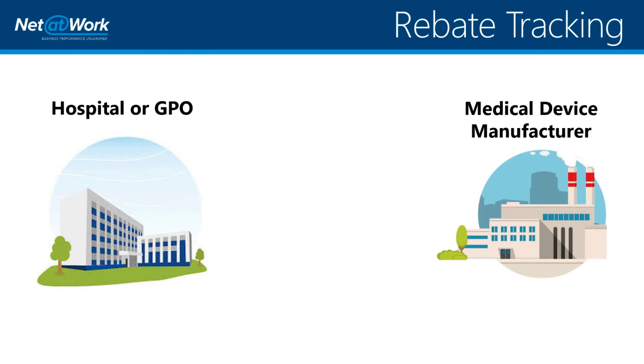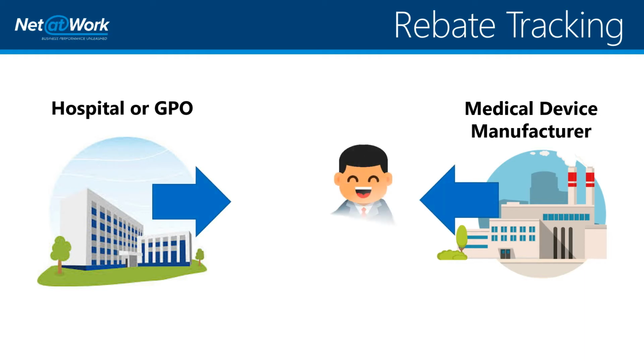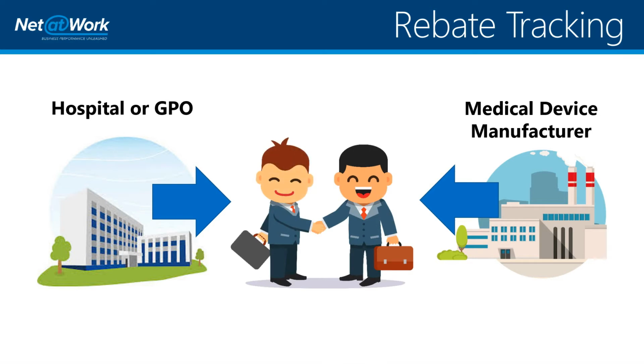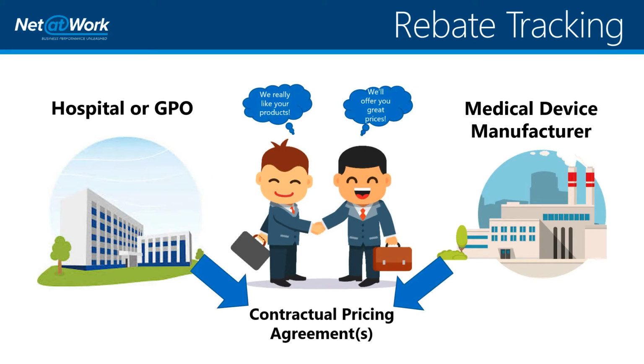To illustrate this, we're going to use the healthcare industry. In the healthcare industry, hospitals often have relationships directly with manufacturers, even though they don't buy directly from them. So in these scenarios, a sales rep from the manufacturer might meet with a buyer from the hospital, and they might come up with certain contractual pricing agreements when the hospital uses devices from the manufacturer.